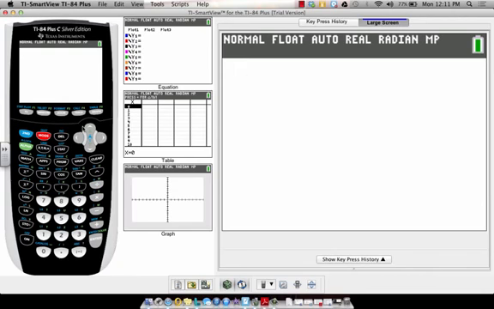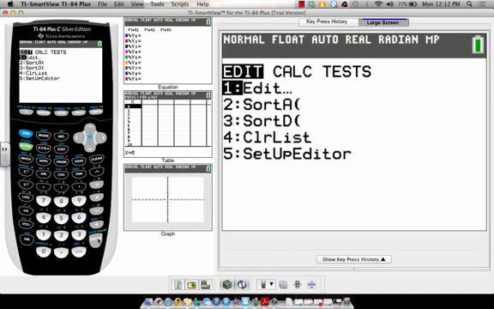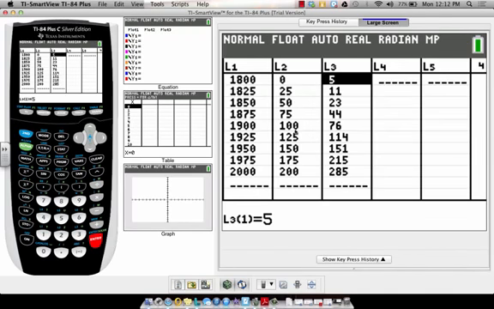So I have everything in list 1. If I take list 1 and I subtract 1800 from every single element there, then I will get my years since 1800. So I need list 1, which we do by second 1, and I'm going to subtract 1800 from that. And I'm going to store, which is the STO, that into list 2. Enter. So there are all my values. If I don't believe that that's what I'm looking at, then I just go ahead and ta-da, there they are, right through here.